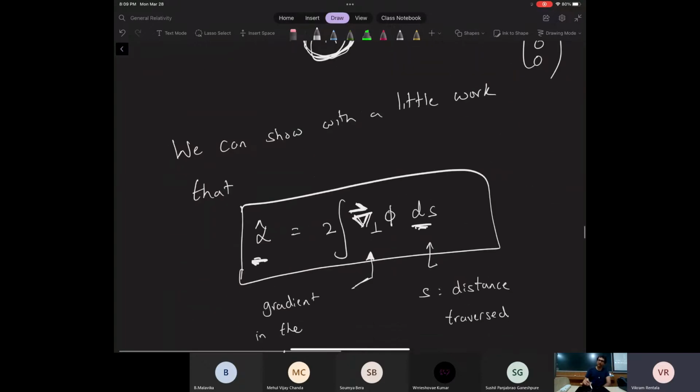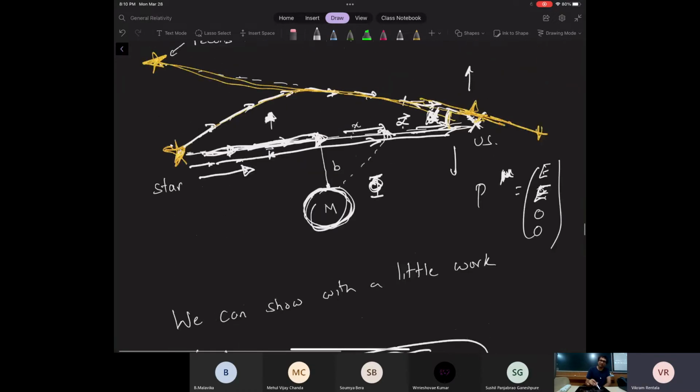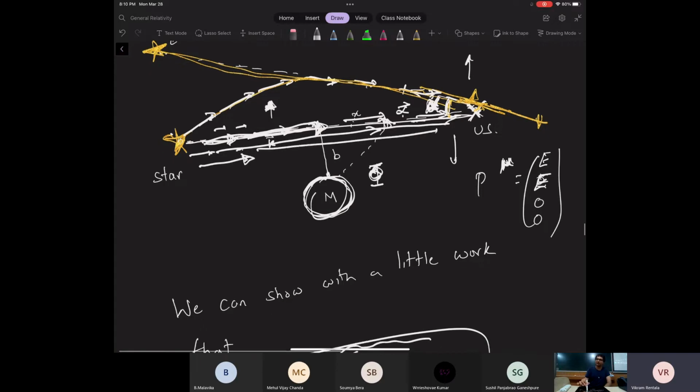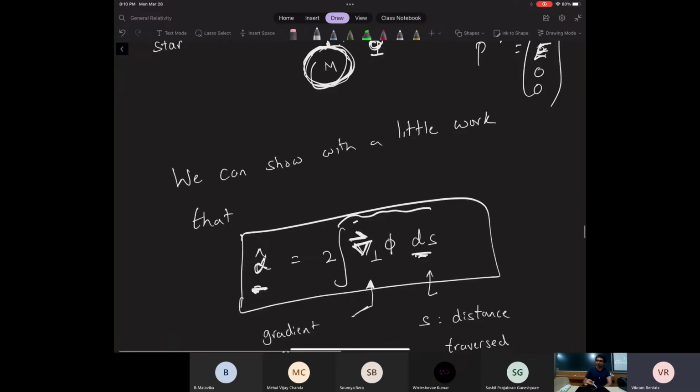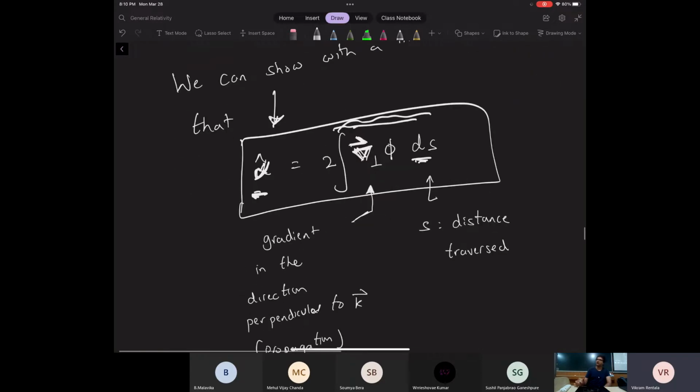So I integrate this over the entire path, and that gives me the total deflection angle. What is happening is that as the photon moves, at every instant of time, it picks up a little extra deflection. And over the entire path, it picks up some very large deflection as it moves in this gravitational field. If you solve the geodesic equation to first order, what you would find is that the total deflection angle is the integration of all these small deflections that it picks up, which is 2 times the gradient of phi ds. I'm not deriving this.